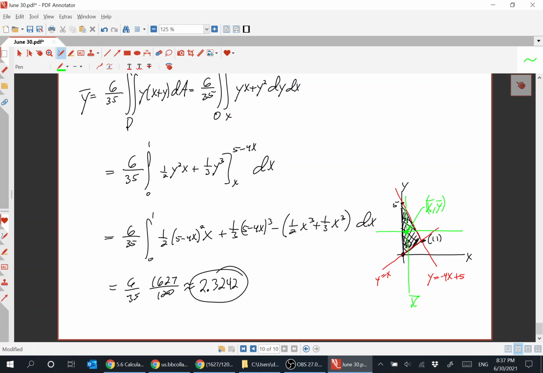Right, so that answer makes some sense, given the density function x plus y. The thing gets more dense the further you get away from the origin, so to speak. But there's much more of this lamina here on the left than there is on the right. So even though it's more dense here, the center of mass is still kind of towards the left.